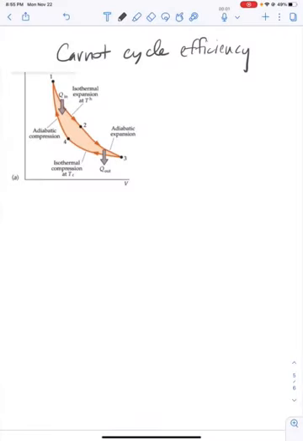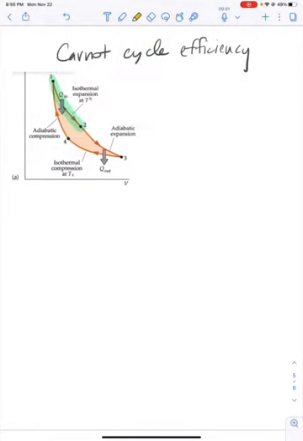Okay, this video is to calculate the efficiency of a Carnot cycle. So a Carnot engine, remember, is a reversible engine that runs the same forward and reverse. And that means that all the processes need to be either isothermal or adiabatic. And so we've got here an isothermal expansion at some temperature that we call TH.